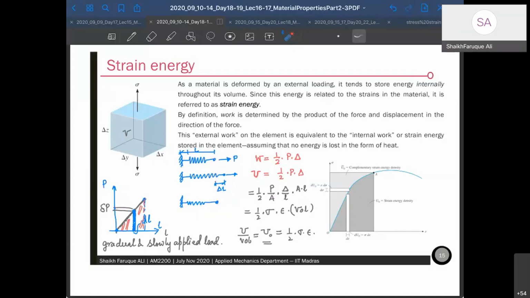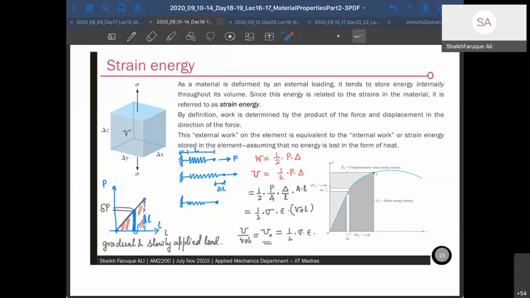So when it is coming back, it is doing some work, even though I have left the load. There is no external load on the spring, but still the spring is coming back. Therefore, the spring is doing some work, which means the spring had some work stored inside it. That work is actually the work that was done by the external force, and it is called strain energy stored in the material.